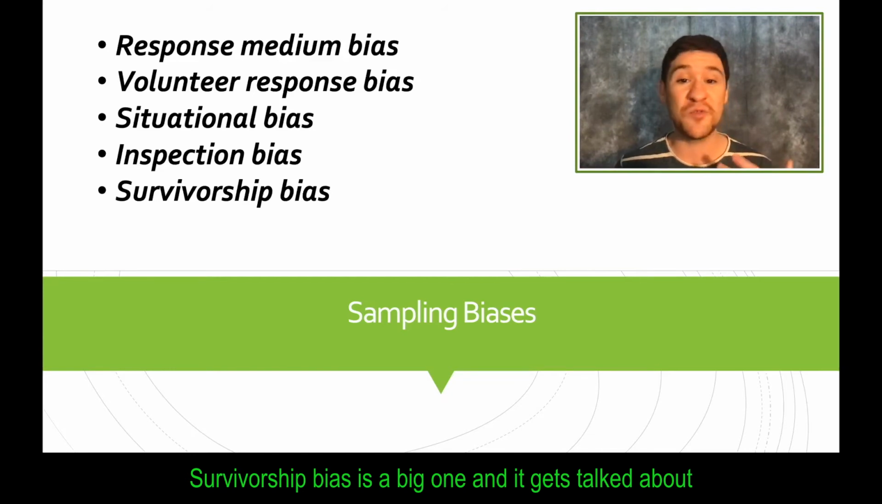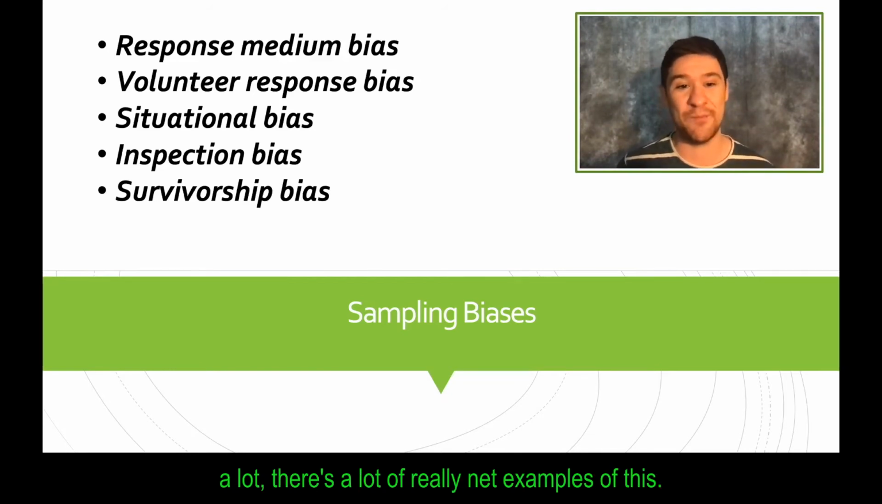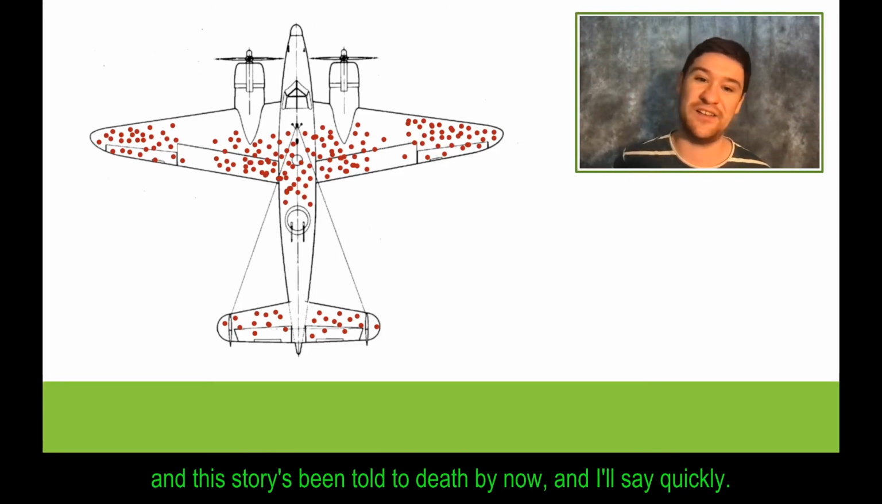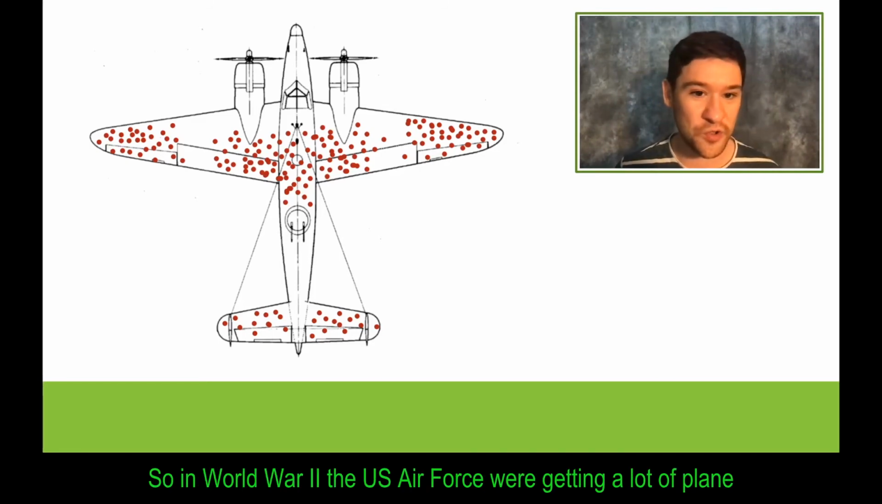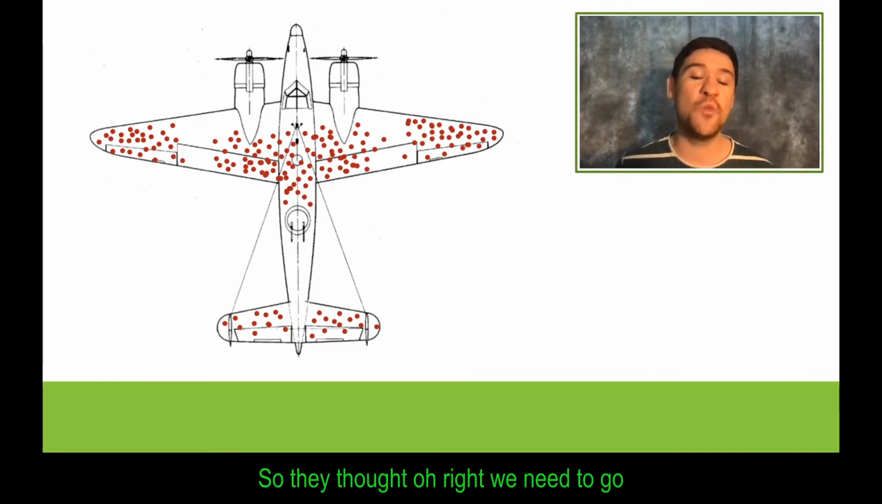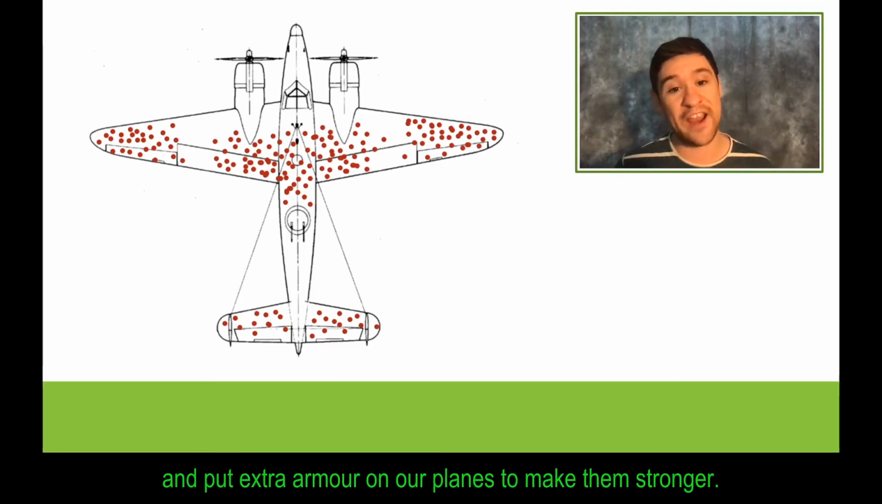Survivorship bias is a big one. It gets talked about a lot. There's lots of really neat examples of this. Here's an image which sums up survivorship bias, and this story's been told to death by now, but I'll say it quickly. In World War II, the US Air Force were getting a lot of planes shot down. They were losing a lot of planes. So they thought, all right, we need to go and put extra armour on our planes to make them stronger.